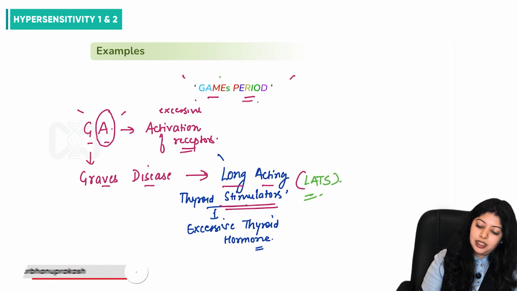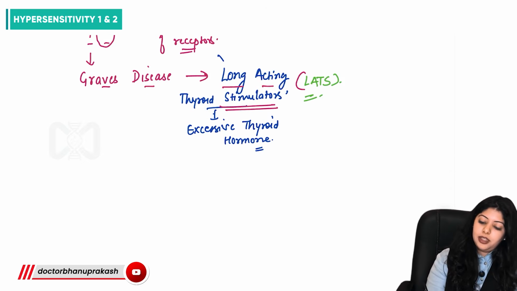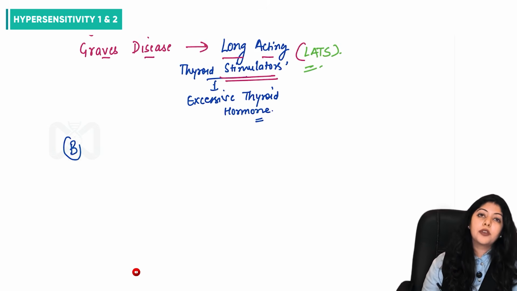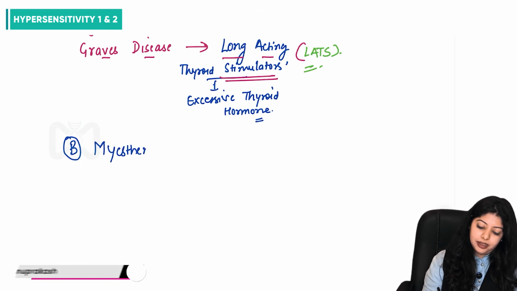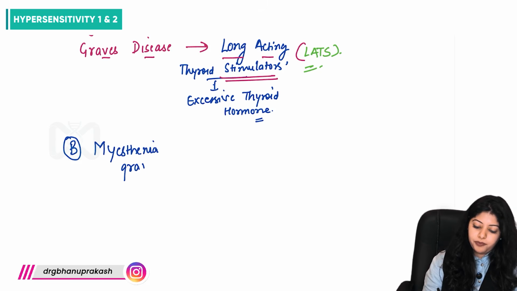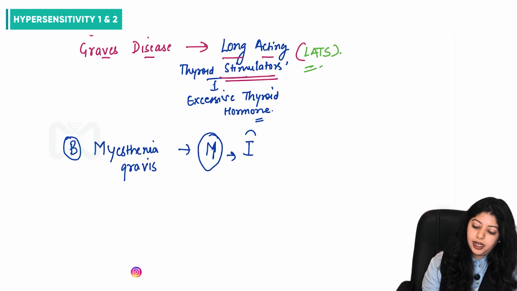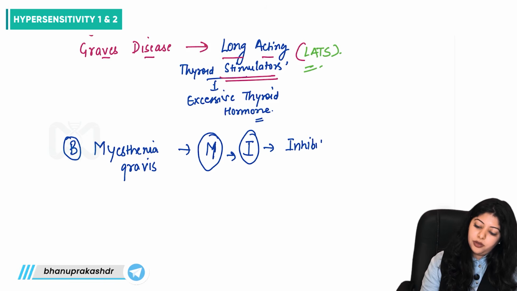Then comes the next two letters. This is example A, then we have example B, which is myasthenia gravis. So M for myasthenia, and E can be replaced with I, where inhibition of certain action or receptors is occurring.